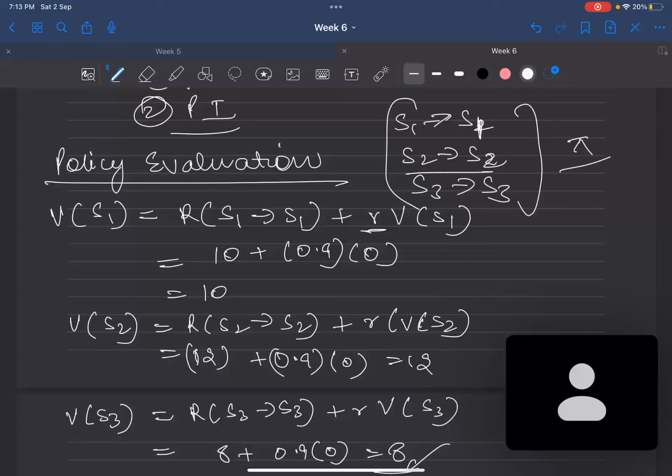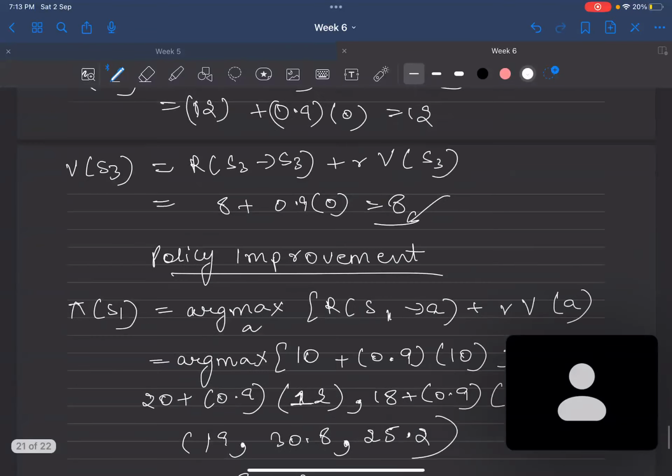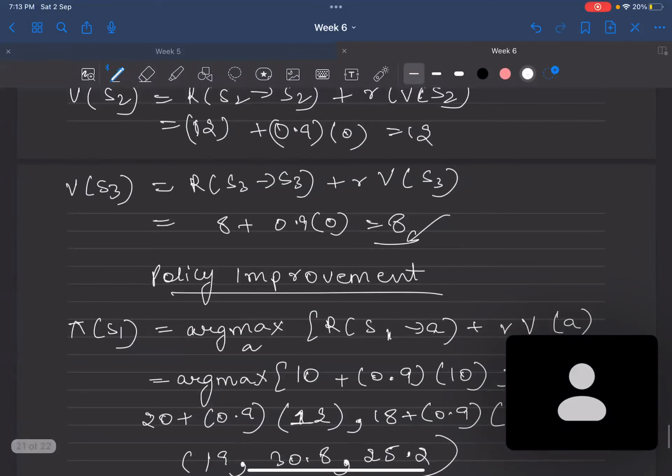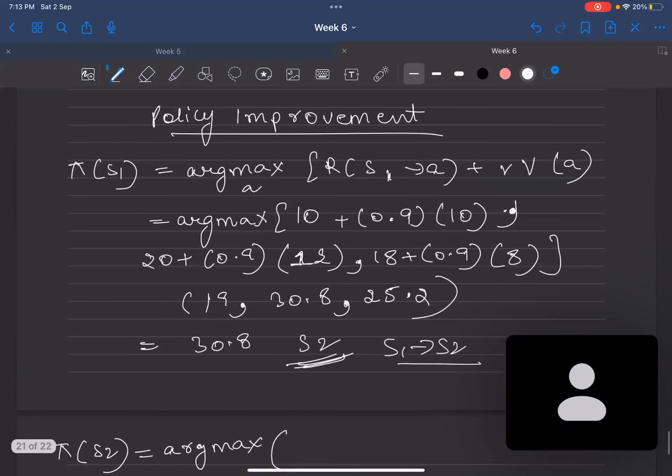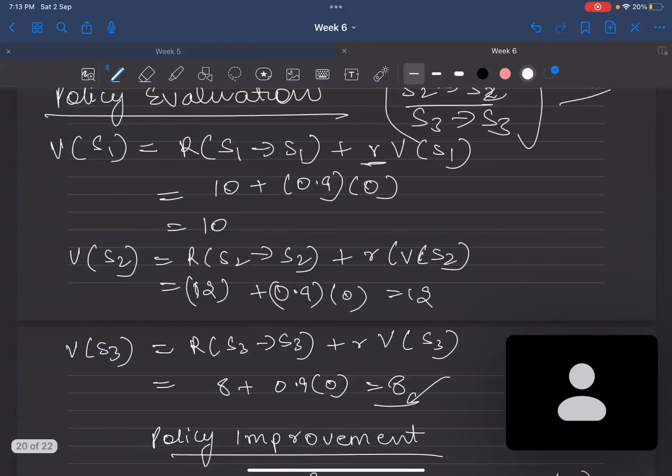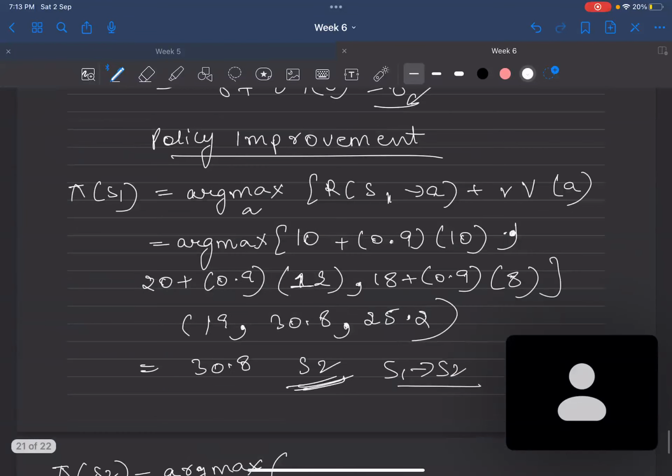We know the values of V(S1), V(S2), and V(S3). Let us say we want to calculate the policy of state S1. From S1, we can move to S2 or S3, so the movement is always to the highest of V(S2) and V(S3). There is a reward also. It is reward plus the discounted next value function, R max a of reward plus this.